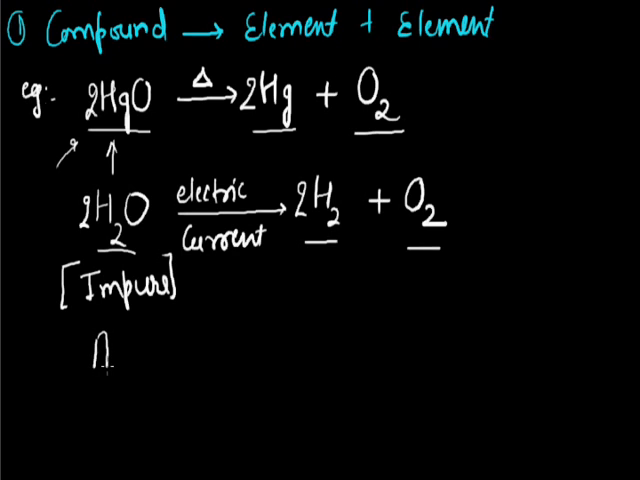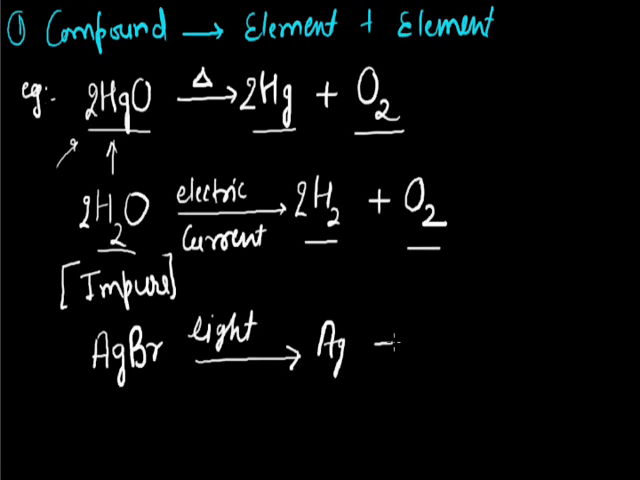Now we can take another example, that is AgBr, silver bromide. In presence of light, silver bromide breaks into silver plus bromine, that is Br2. Here 2 atoms of bromine are present, so we write 2 in front of AgBr, and 2 atoms of silver are present here, so we write 2 to balance the equation, and the reaction is balanced. Now we can see that one compound is present on the reactant side and two elements are present on the product side. So we can say that a compound breaks into element plus element.